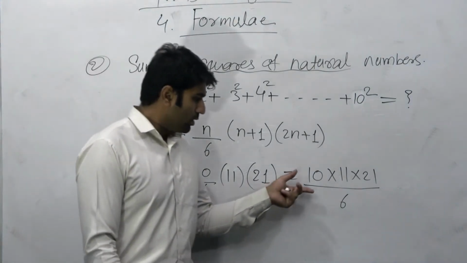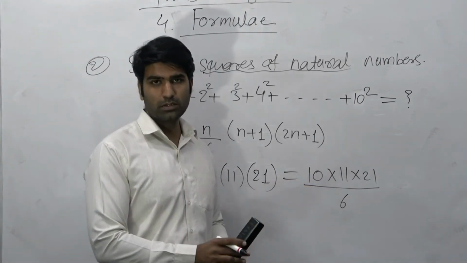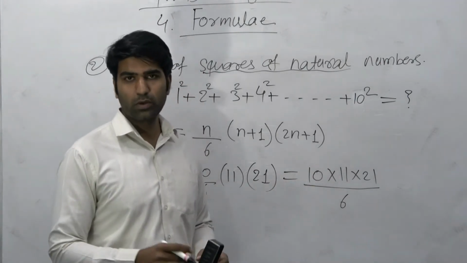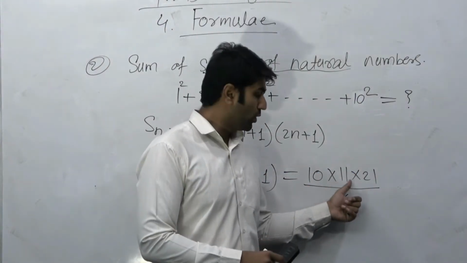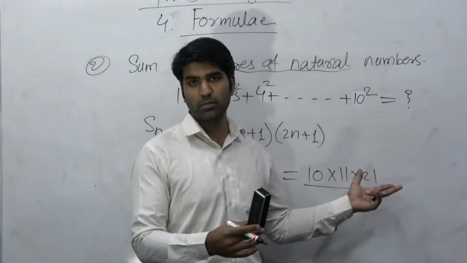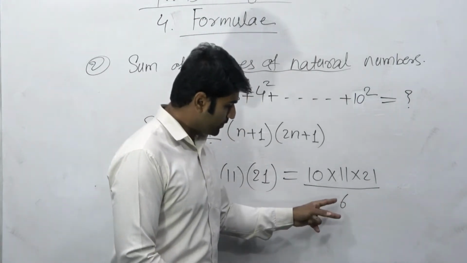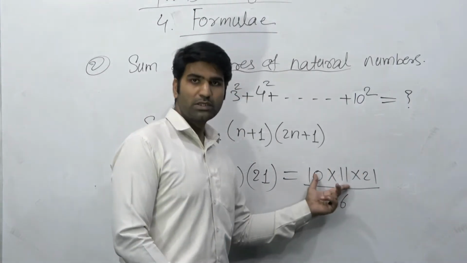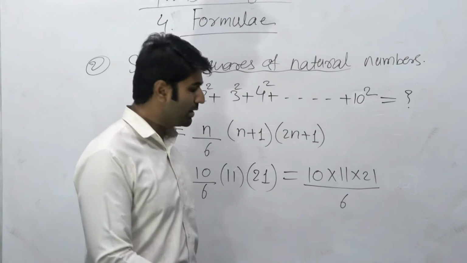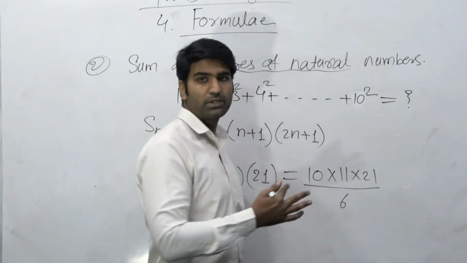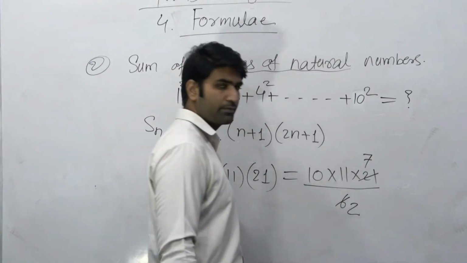Whenever numbers come in multiplication, don't multiply all the numbers. Remember, if we have to calculate fast, then don't multiply like 10 into 11, 110, 110 into 21, a big number. So don't do that. Instead, we can divide one of these numbers with 6. Directly we cannot divide any number with 6, but we can divide 21 and 6 with 3. Okay, so 3 2s are 6, 3 7s are 21.